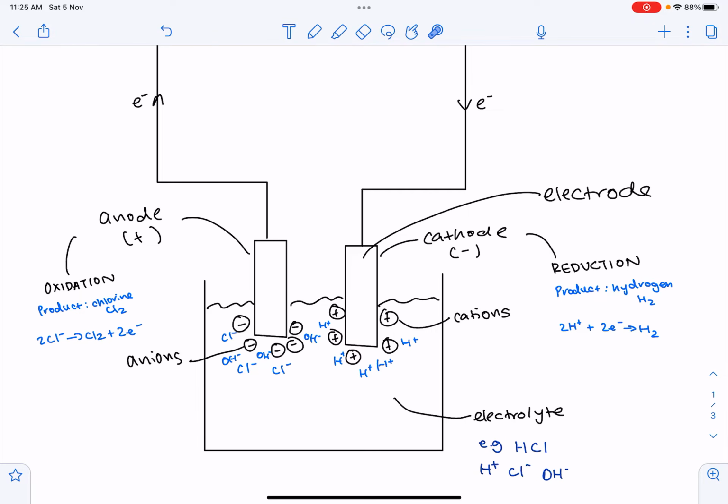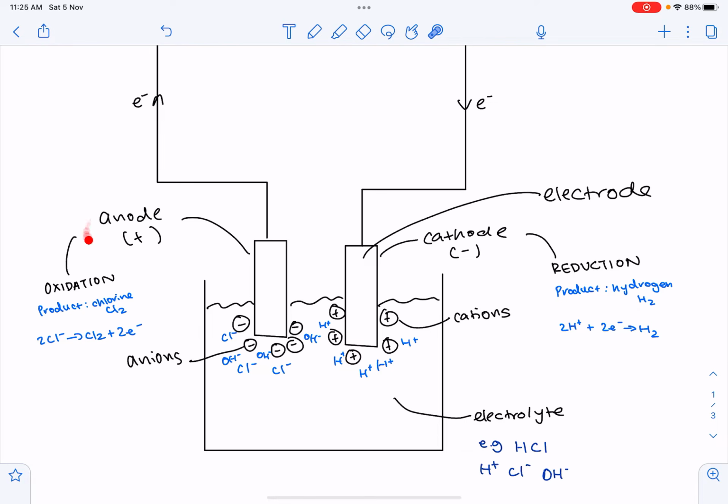At the cathode, this is really important to remember, the H plus ions tend towards the cathode because they are positively charged. And at the cathode, we have reduction. The positive ions are attracted and they gain electrons, usually forming a metal or a gas. In this case, hydrogen gains electrons to form hydrogen gas, as you can see in the reaction over here.